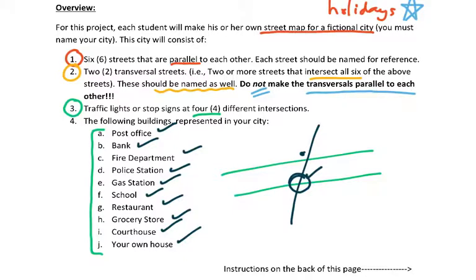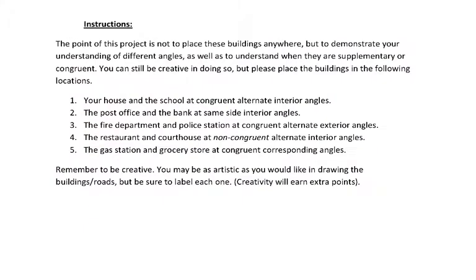Absolutely, be as creative as you like. Now, it really does matter where you put stuff. Ready? You have to put your house and the school at congruent alternate interior angles. Any of them. Because of the parallel lines and transversals, find alternate interior angles that are congruent and place a house and a school anywhere there are congruent alternate interior angles.